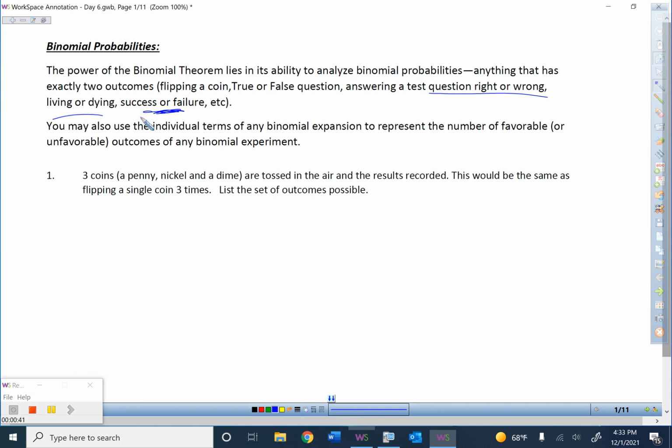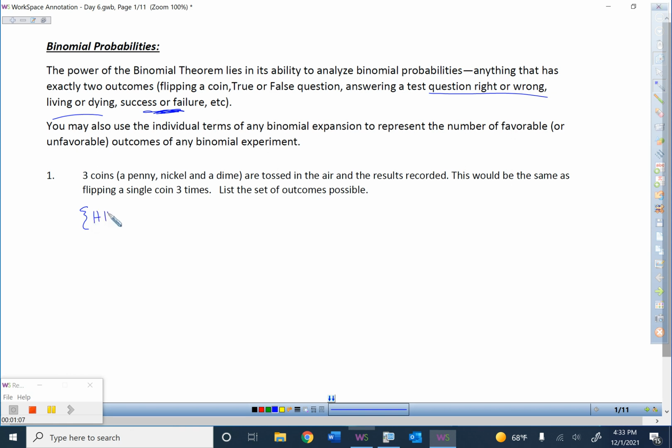Okay, so what we're going to talk about first is coins, and then we'll relate it to the stuff from last time. We've got 3 coins, a penny, nickel, and a dime, and we're tossing them and we're writing down what we see, heads or tails. This is the same thing as flipping the same coin 3 times. We're listing out the outcomes. We've talked about this already, but make sure you stay organized.